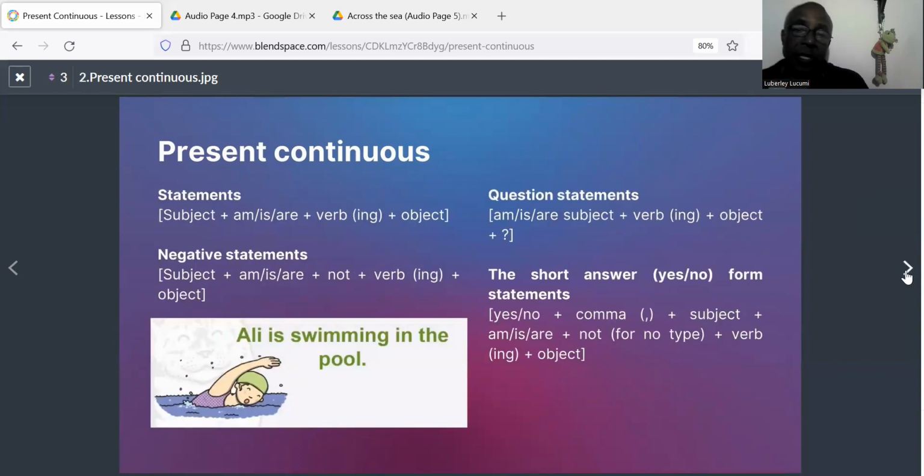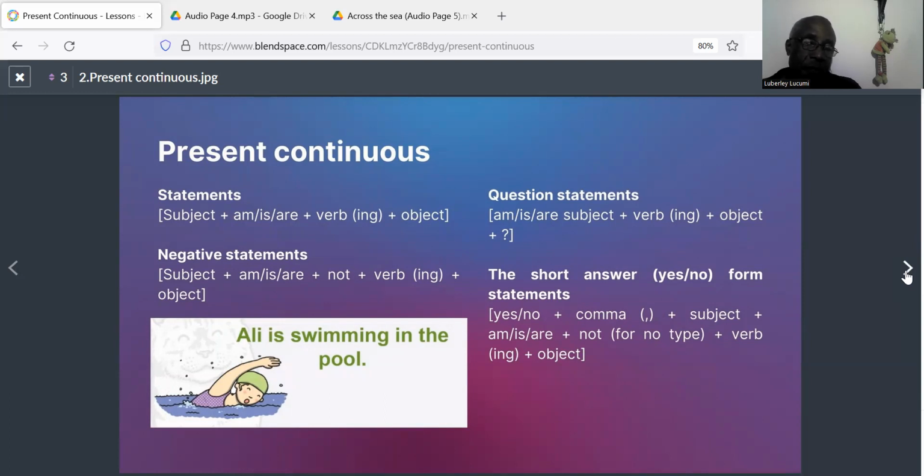Now, I'm going to tell you how to make sentences in present continuous: affirmative, negative, question, and short answer. Okay. Present continuous. The structure is subject plus verb to be plus verb with ing plus object or complement. You can see the example below. Ali is swimming in the pool. Ali, subject, is, verb to be. Swimming, verb plus ing, in the pool, complement.